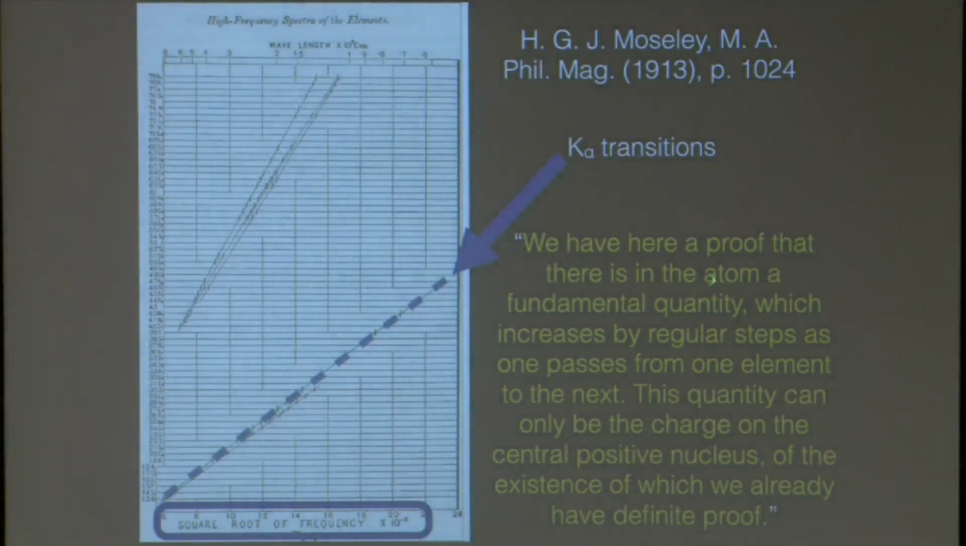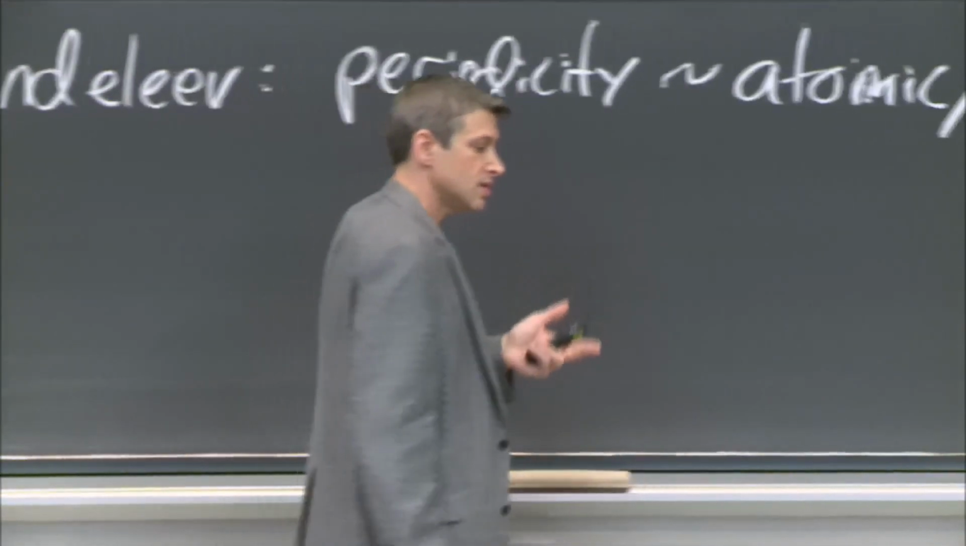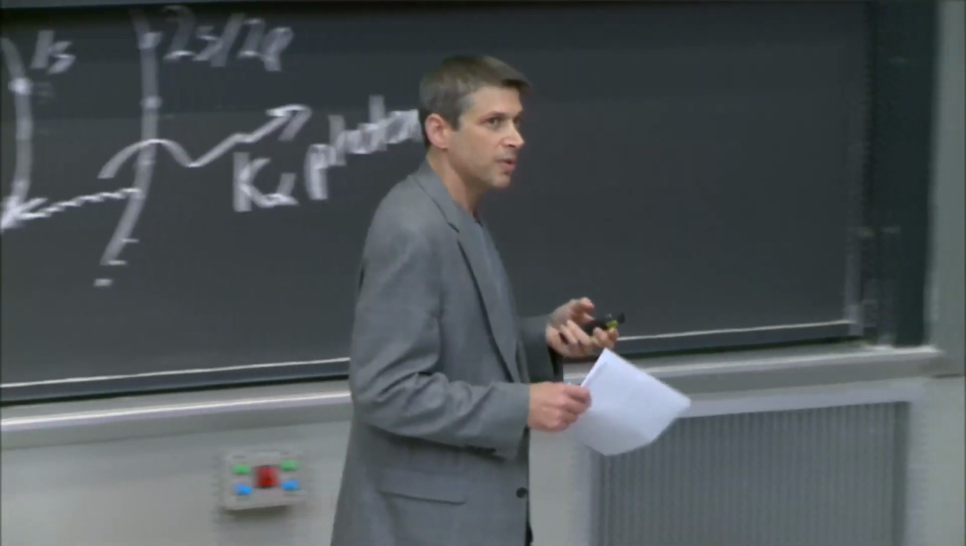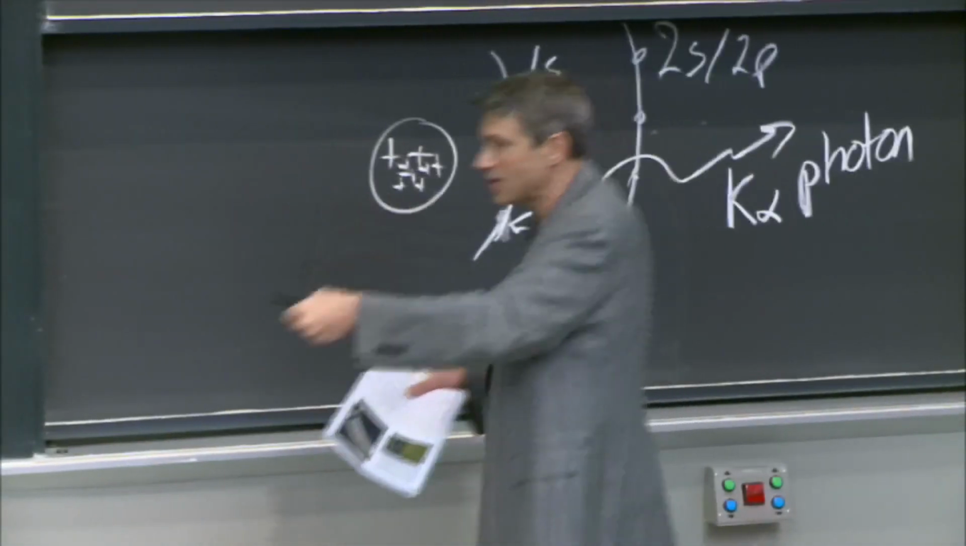And so what Moseley wrote in the paper is: we have here a proof in 1913 that there is in the atom a fundamental quantity, which increases by regular steps as one passes from one element to the next. This quantity can only be the charge on the central positive nucleus, of the existence of which we already have definite proof. Now we know about that. We know from the experiments that Rutherford did that the nucleus had the positive charge, but they didn't know that it was connected to the position in the periodic table.